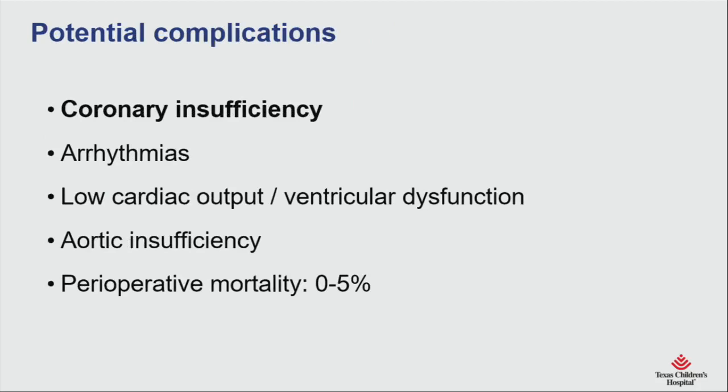The most important complication is going to be coronary insufficiency, just because of the translocation of the coronaries. You can also have arrhythmias, low cardiac output, ventricular dysfunction, AI. Obviously, you're using the pulmonary valve, what used to be the pulmonary valve. So if you have some PI to start with, that could be a problem.